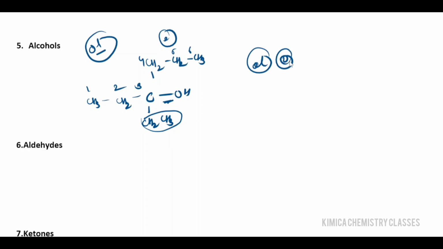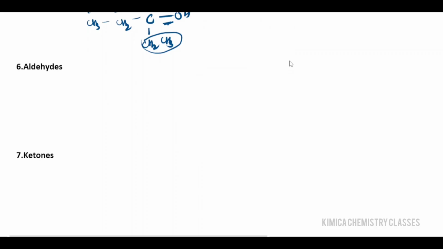Next is the case of aldehydes. In aldehydes, what happens? The suffix "al" replaces the e of alkane, and the numbering of carbon atoms is always done starting from the aldehyde group. We have to give the first number to the aldehyde group, right? So CH2, and here you're using the aldehyde group. So 1, 2, 3, 4.